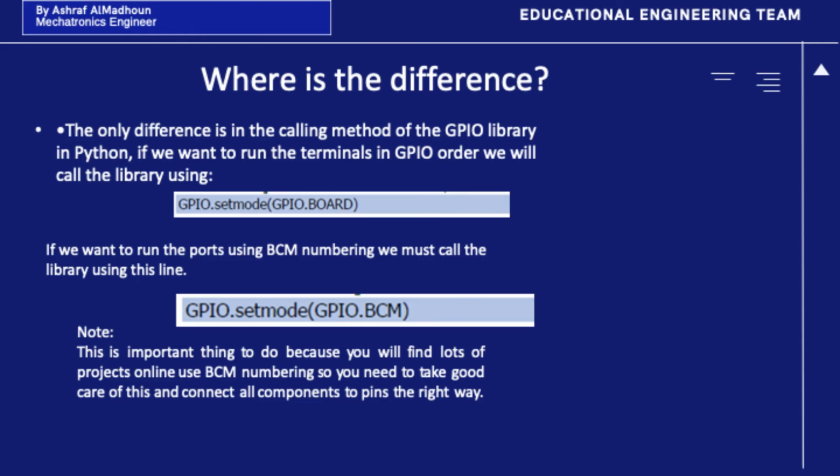Now where is the difference? The only difference is in the calling method of the GPIO library in Python. If we want to run the terminals in the board order, we will call the library using GPIO.setmode, open and close parentheses, GPIO.BOARD, all caps. If we want to run the ports using BCM numbering, we must call the library using this line, GPIO.setmode, open and close parentheses, GPIO.BCM. Note that this is an important thing to do because you will find lots of projects online using BCM numbering, so you need to take good care of this and connect all components to the pins the right way.